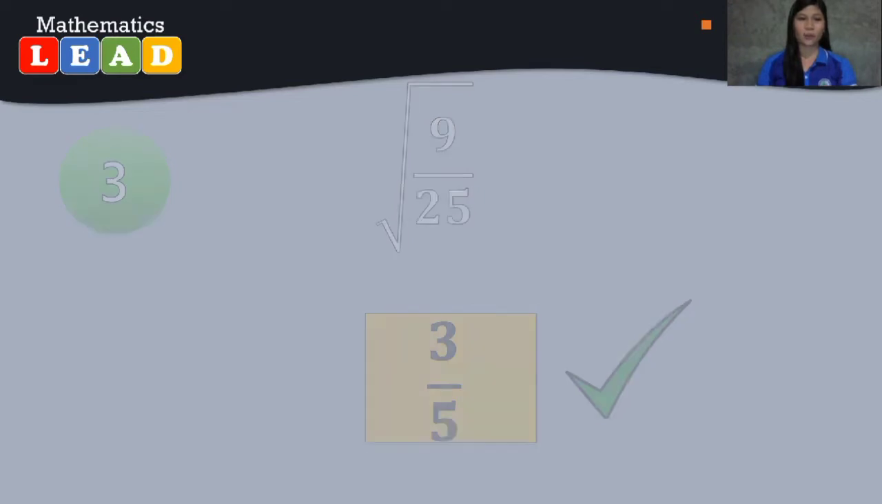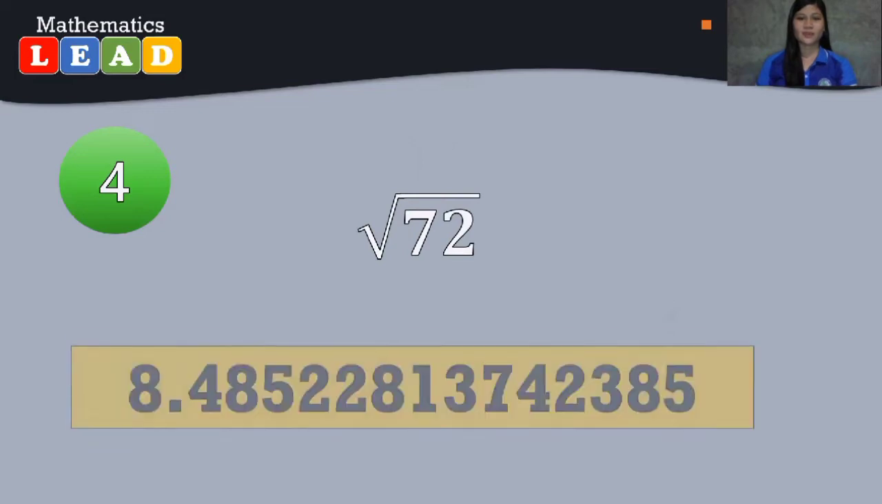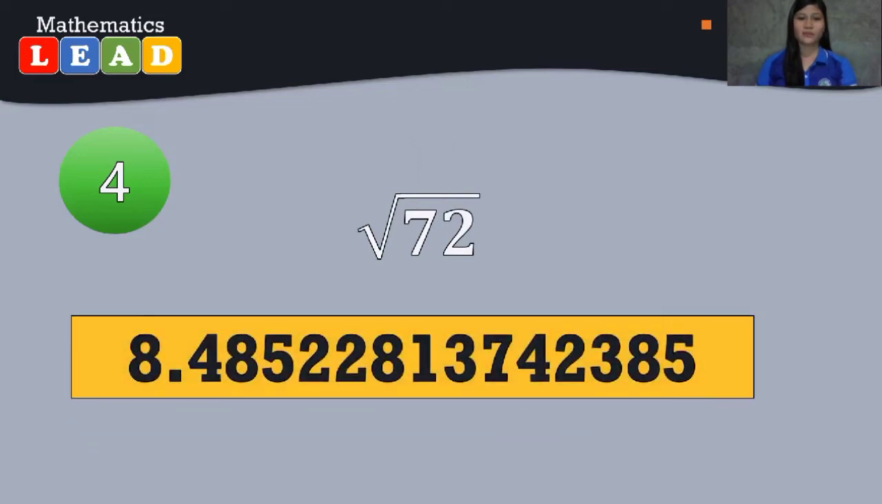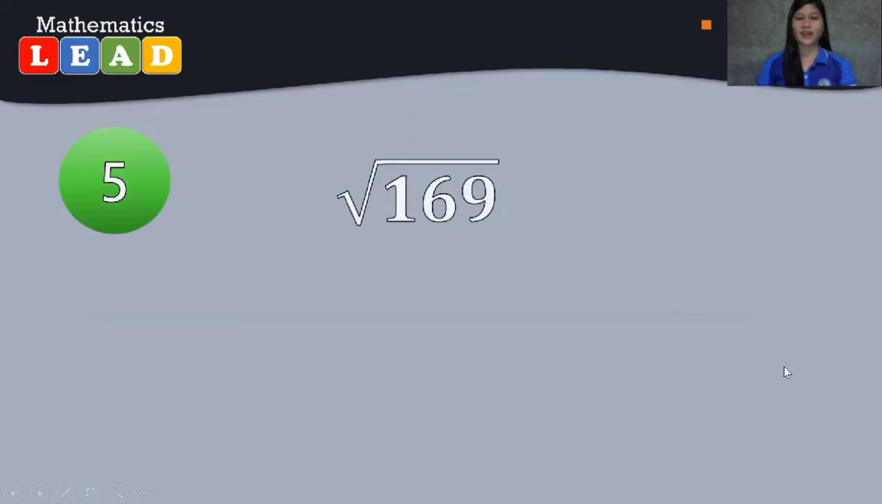So number 4, square root of 72. Use your calculator to get the square root of 72. The answer is 8.4852281374238 and that is correct. For item number 5, we have the cube root of 169. Use your calculator to get the root of 169. If your answer is 13, that is correct.